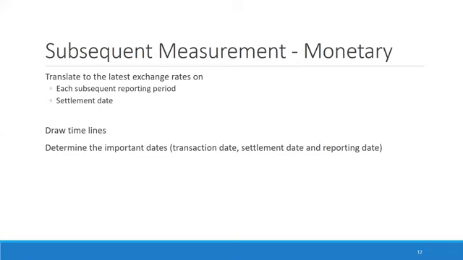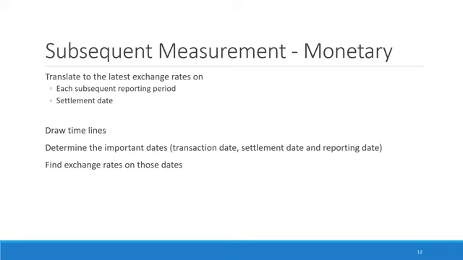So it's very important that you draw timelines. It's a very useful tool to actually see when these dates are taking place, what changes have taken place, and how that ultimately impacts your journal entries. Remember your important dates. What should we be drawing on this timeline? We should be showing the transaction date, any financial year end, as well as the settlement date.